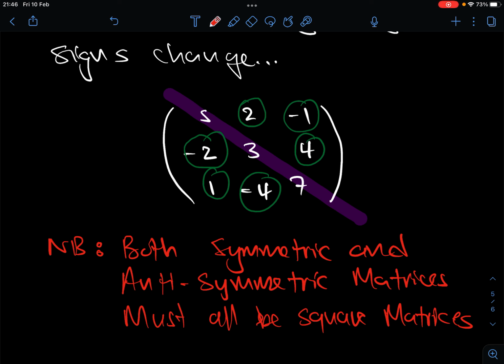It's very hard to have a symmetric or an antisymmetric matrix which is not a square matrix. It's actually impossible to create one. So these are some of the things you must make sure you understand before you get deep into the subject, so be aware of all these basics.